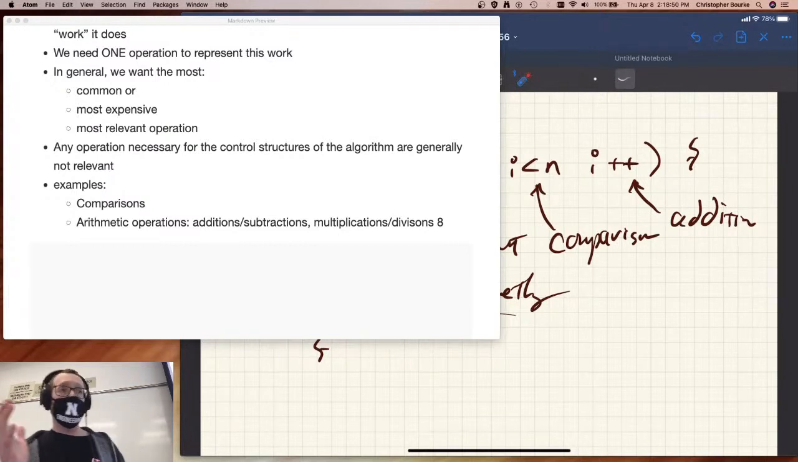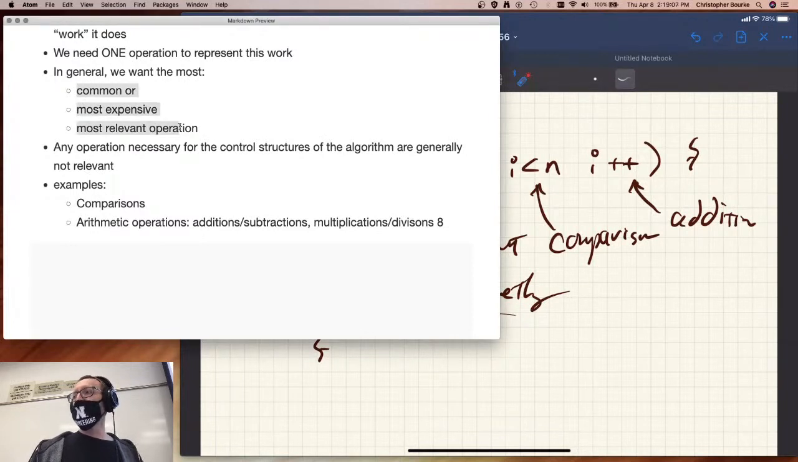It depends on the algorithm. If you do a multiplication, but then you're doing a bunch of additions, you only did one multiplication, but you're doing n additions. That's the more relevant one, right? All three of these considerations come into play here: whatever is the most common, the most relevant, or the most expensive. And there's not necessarily just one right answer. There could be multiple acceptable answers there.